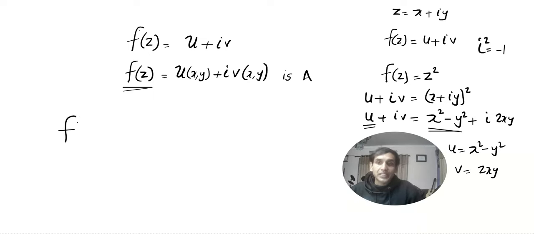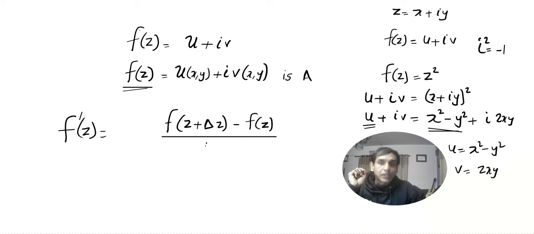And the derivative is defined to be f'(z). Can any one of you tell me? It's in the last video. Okay, we are measuring the change in the output with respect to the change in input. And make sure we are talking about small changes. So this is the definition of derivative.